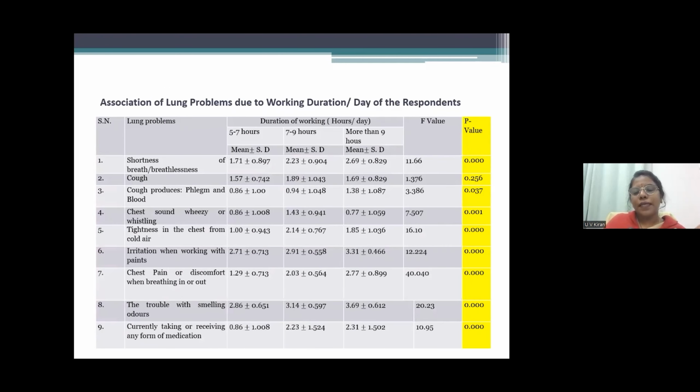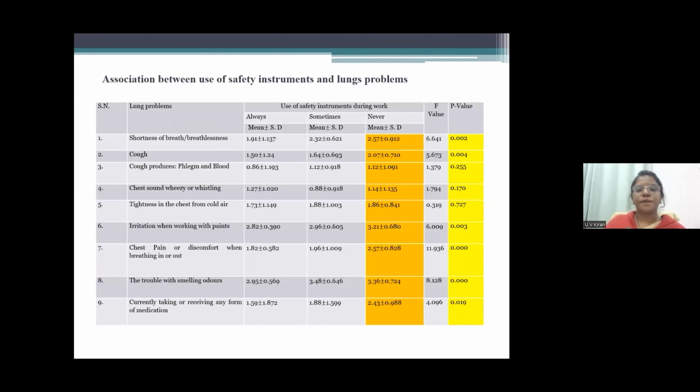We see the amount of work duration per day of the respondents in association with the lung problems. We can see that the people who are working for 5 to 7 hours have fewer problems, whereas in comparison, people who were working for 7 to 9 hours and more than 9 hours show almost equal impact for those working more than 7 hours.